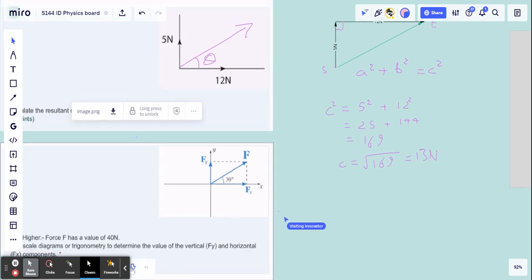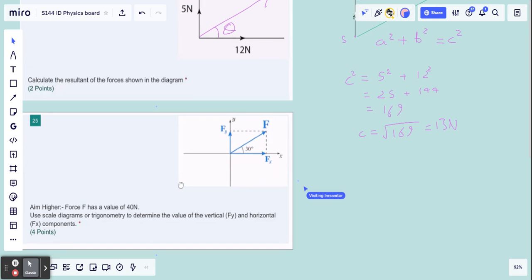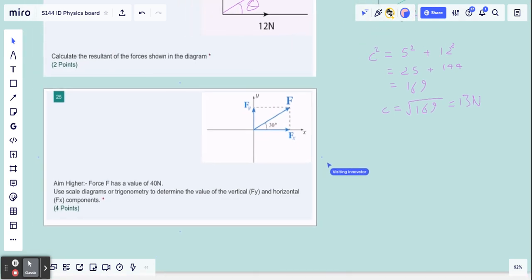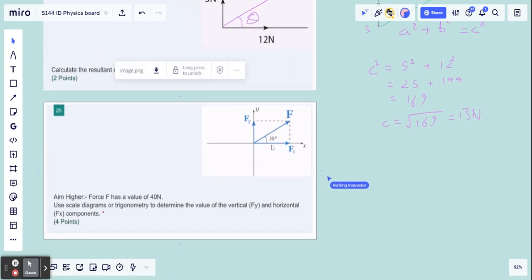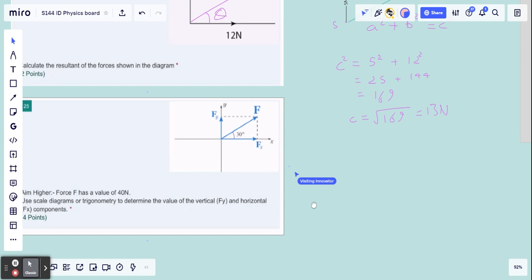So we're imagining, rather than it being one force, it's two forces, one force pulling up and one force pulling to the right. Imagine we had one person pulling this force F, and we want to replace that person's job by two people, one pulling up, one pulling to the right, and then the resultant force would be exactly the same as the first person. That's what we're trying to do here.